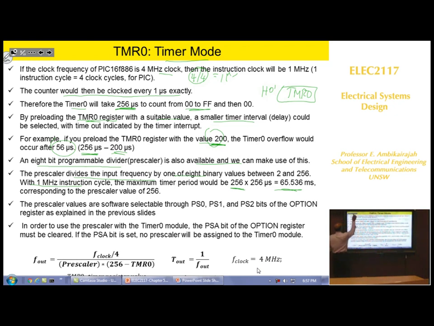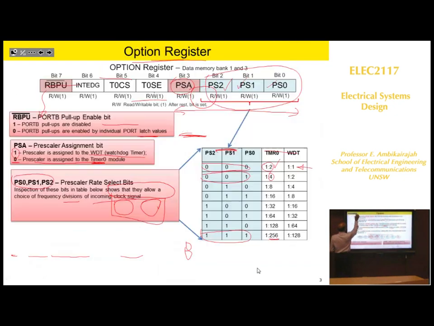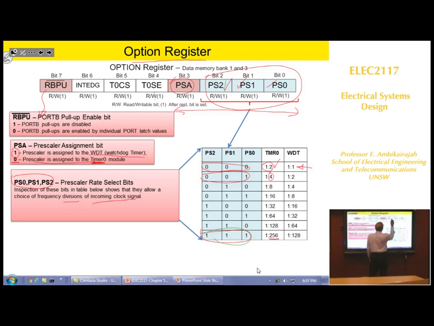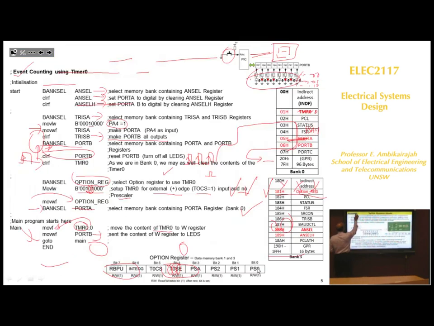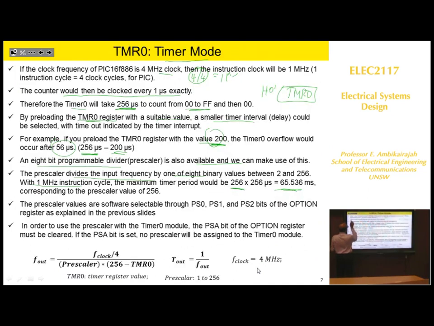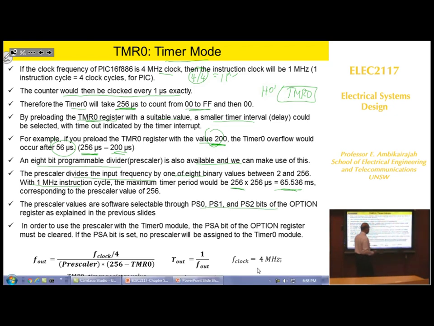If you want to go back and have a look, this is the slide. Do you see it under the timer mode? If you enable the timer and you select this value 111, then the instruction cycle is divided by 256. So first there's a clock pulse, then it is divided by 256, and then the next one comes. So there's a delay of 65 milliseconds. That's what it shows. So you've been told you have to select these values.